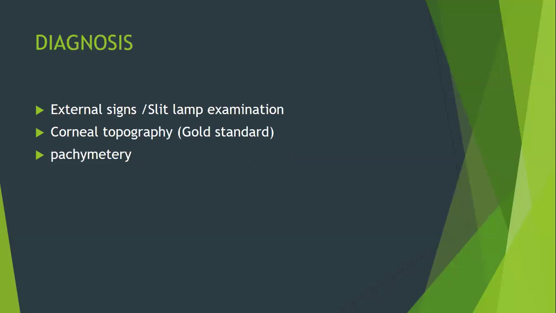So diagnosis, basically, like everything, the gold standard is slit lamp examination, external signs. All we have mentioned, keratoconus isolated. I again emphasize, don't get fixed on keratoconus. Do look at other things as well, like atrophy, retinitis pigmentosa, and all these things. But the gold standard for the diagnosis is corneal topography and pachymetry, because these are the things that help you to diagnose keratoconus. Okay.